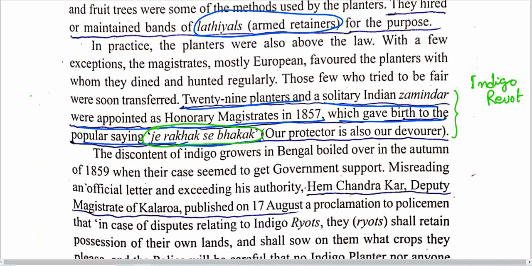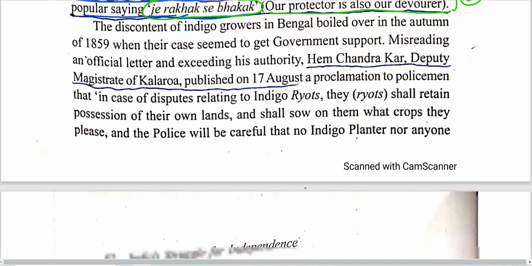I will definitely add this as a third point in my notes. Our protector is our devourer. The discontent of indigo growers in Bengal boiled over in the autumn of 1859 when their case seemed to get governor support. Hemchandra Kar, Deputy Magistrate of Kalaroa, misreading an official letter and exceeding his authority, published on 7th August a proclamation to policemen.